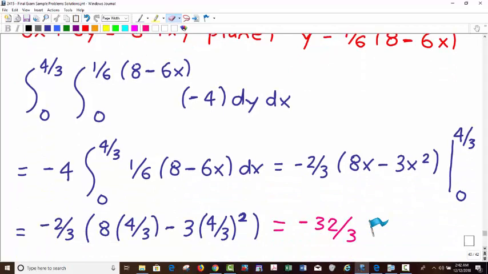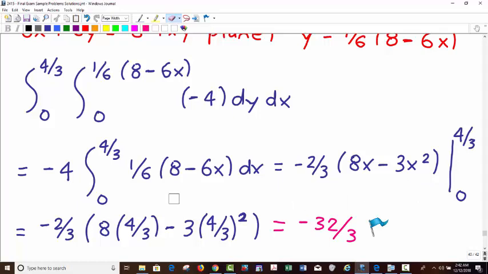So this cleans up kind of nicely there. I went ahead and just brought the -4 out. So when you integrate dy, that's just going to be y, which will just bring down this upper limit right here. So the -4 on the outside with the 1/6 will combine to be -2/3. And then the antiderivative of 8 will be 8x. Antiderivative of minus 6x will be -3x squared.